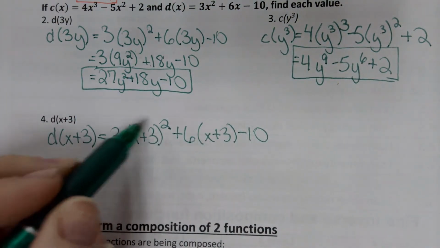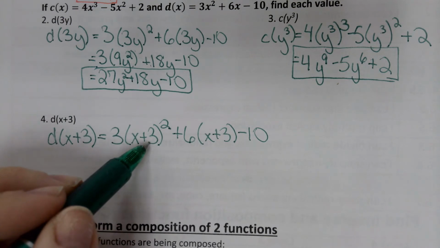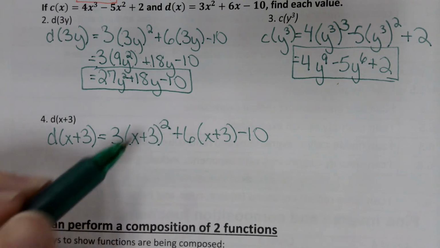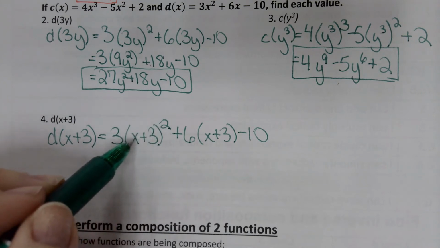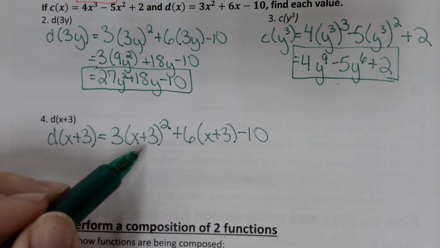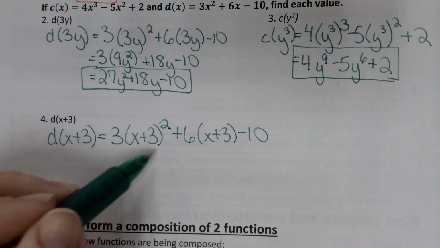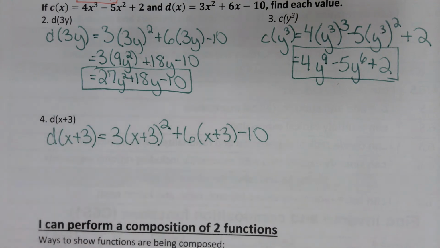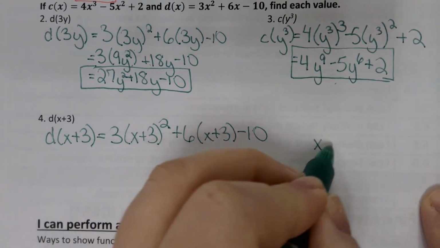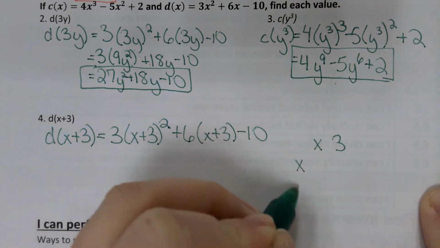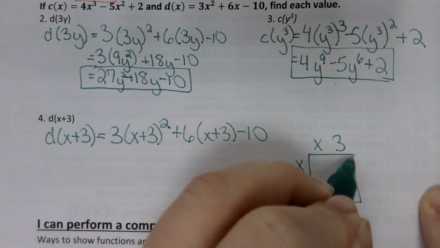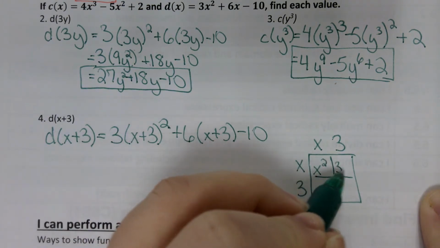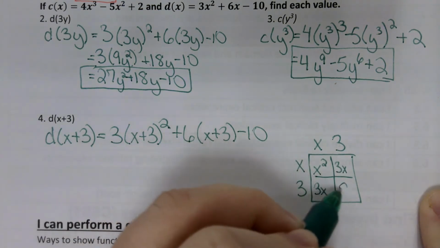Now, listen very carefully. X plus 3 squared is not x squared plus 9. You cannot distribute a square across 2 different terms. Instead, you need to remind yourself that what it means to be squared is that it's something times itself. So we will need to multiply x plus 3 times x plus 3. So we'll have x squared, 3x, 3x, and 9.